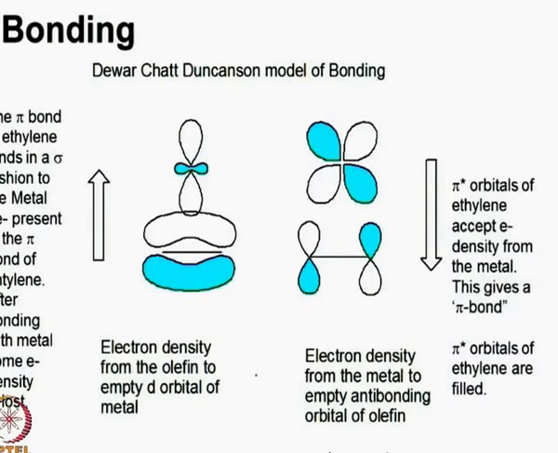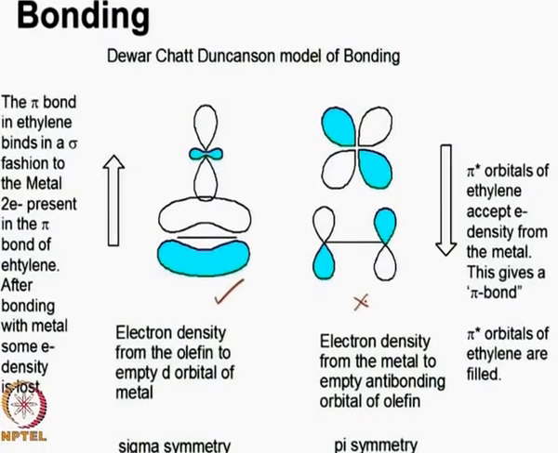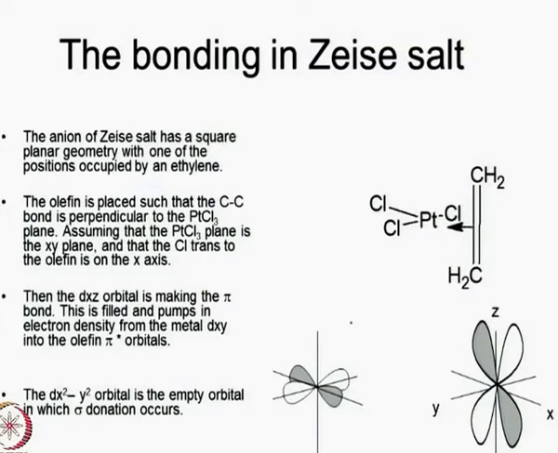So, rotation does not break this bond, whereas this bond is completely broken. The pi bond is broken when you rotate it. So, that is why you have a small barrier for the rotation of an olefin. This barrier can be pictured here in the Zeise's complex.